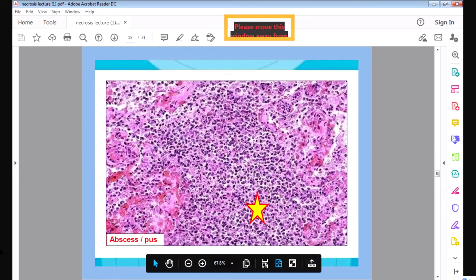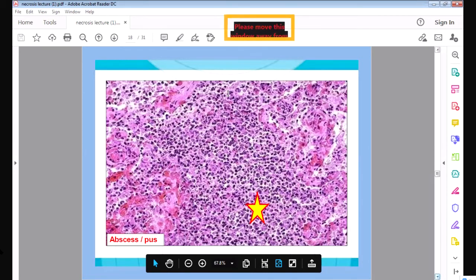This is the pus. It will contain a lot of neutrophils. Neutrophils means inflammatory cells. So a lot of neutrophil collection is the pus. These are all neutrophil cells, which form the pus. So liquefactive necrosis is common in the brain and infections.